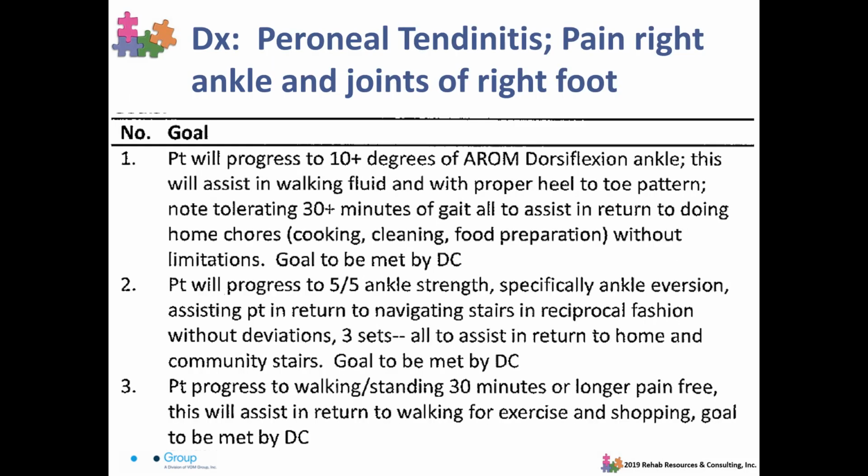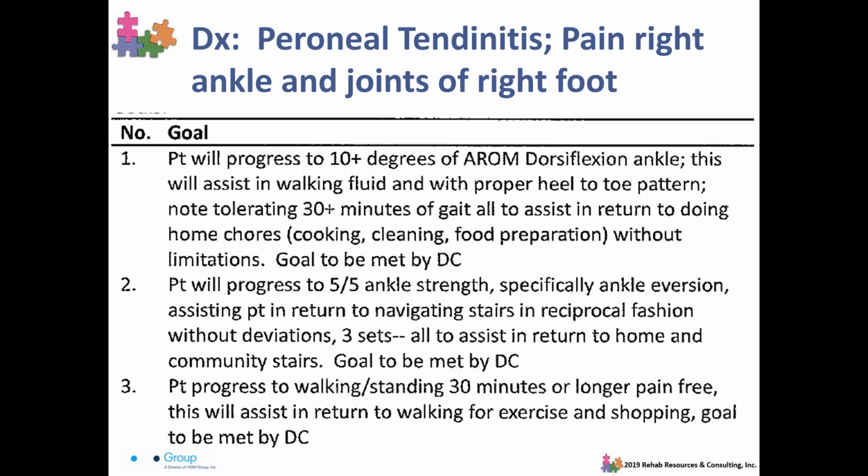Here's another example of a patient with a peroneal tendinitis or pain in the right ankle and joints of the right foot. Again, here's some good goals. We have 10 plus degrees, and we explain why that's important. Walking fluidity, proper heel to toe pattern, tolerating 30 minutes or more of gait so that they can return to doing specific home chores. We have a 5 out of 5 ankle strength, specifically eversion, and that's tied to a functional task of navigating stairs. Also, they can assist in return to home and community stairs.